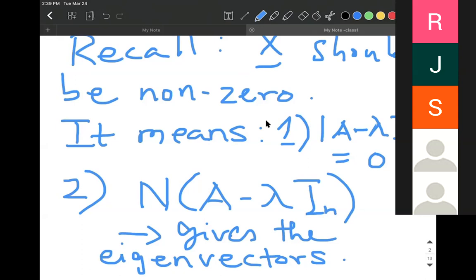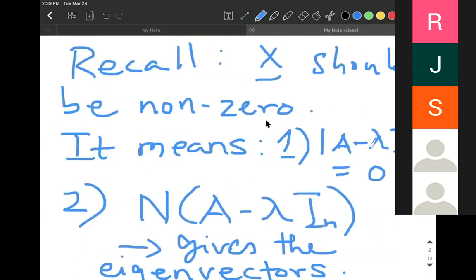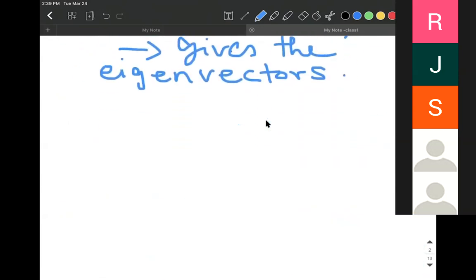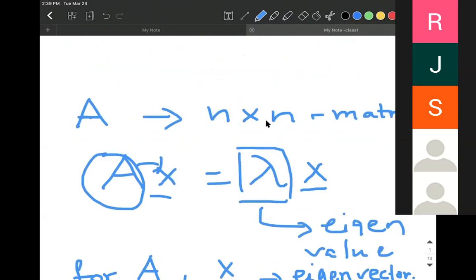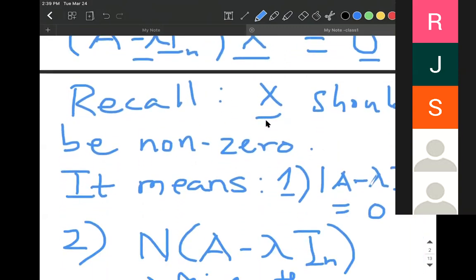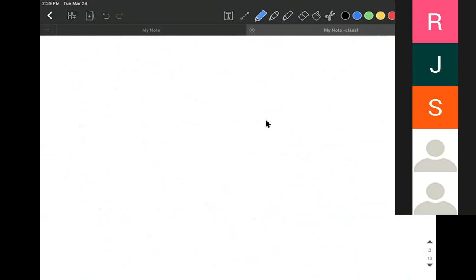Okay, let's carry on. So basically, given a matrix, these are the two things we will see. We will solve these two equations: number one to find the eigenvalues, and number two to find the eigenvectors.